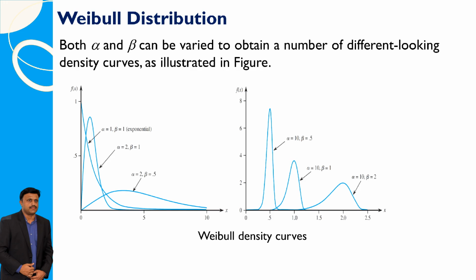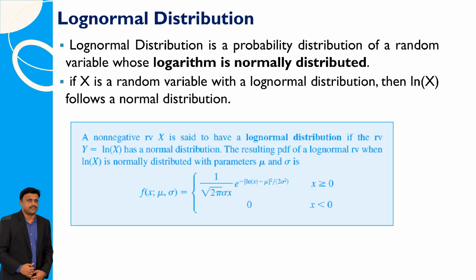Weibull distribution allows for variation in both the shape parameter, alpha, and the scale parameter, beta, resulting in a diverse array of density curves, as illustrated in the accompanying figure. A log-normal distribution is a probability distribution of a random variable whose logarithm is normally distributed. Thus, if X is a random variable with a log-normal distribution, then log X follows a normal distribution.